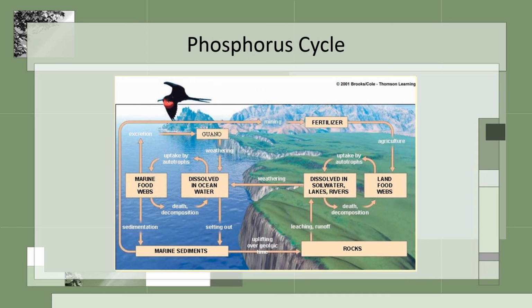And then the phosphorus cycle is an interesting one because it's the only cycle that does not have an atmospheric component. The phosphorus is mainly going to be found in organisms, in water, in the rocks. So it's all terrestrial. There's nothing atmospheric about the phosphorus cycle.